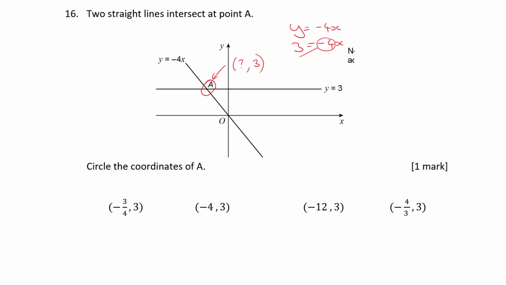Dividing by the minus 4, I'm going to get x is equal to minus 3/4, isn't it? So x is minus 3/4, and y is 3, so my coordinates of A are going to be minus 3/4, comma 3, which is, which one's that? It's that one there. Oh, I struggled to spot it then for some reason. It's that one.